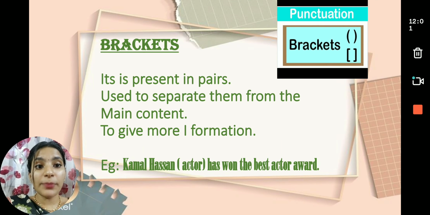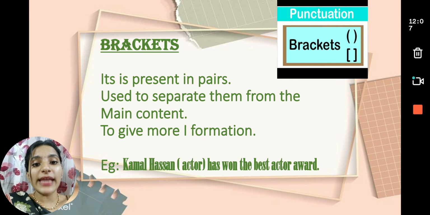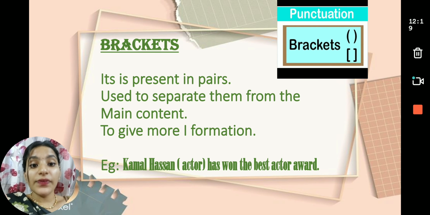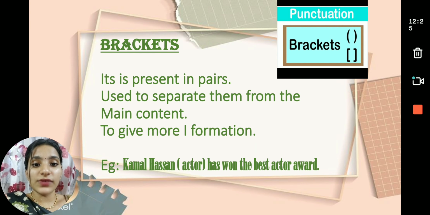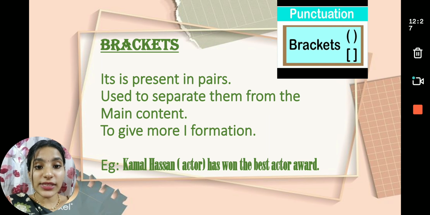What are brackets? Everybody knows what a bracket is. They are two little bent figures, or it can also be like a half open box. You can see in the corner. It is present in pairs. What do I mean by present in pairs? They are always together. There will be one in the beginning and one in the end. Do you all understand, students?